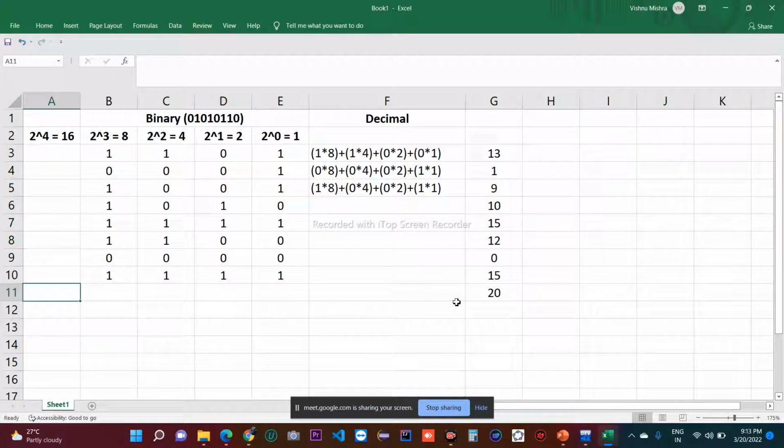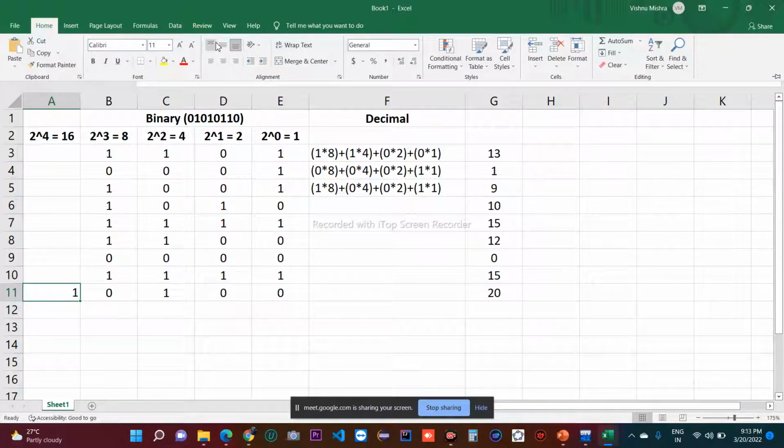So now, what will be 20? 20 can be 1, 1, 0, 1, 0 in binary. 16 plus 4 will be 20, so these two bits shall be 1, 1, and the rest 0, 0. This is 20.